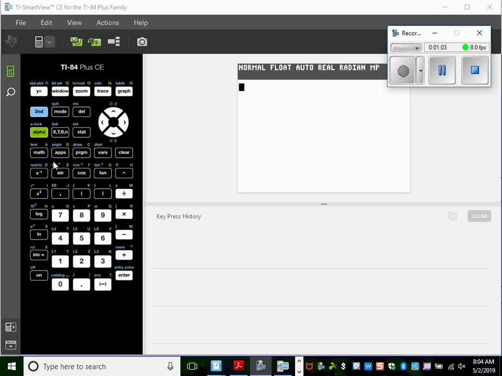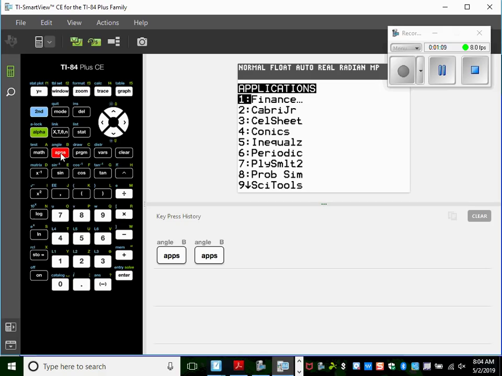Okay, so right here, you'll see APPS. So that represents apps. Now I have a whole lot of them, but you should only have 4. You should see the one that says polynomial root finder. So we're going to go to the one that says PLYSMLT2. For me, it's going to be 7, and then you just simply hit enter.